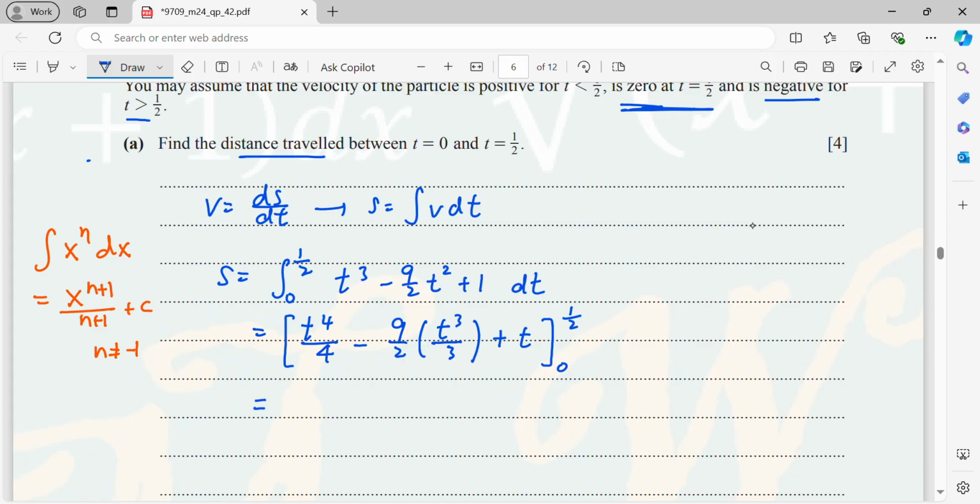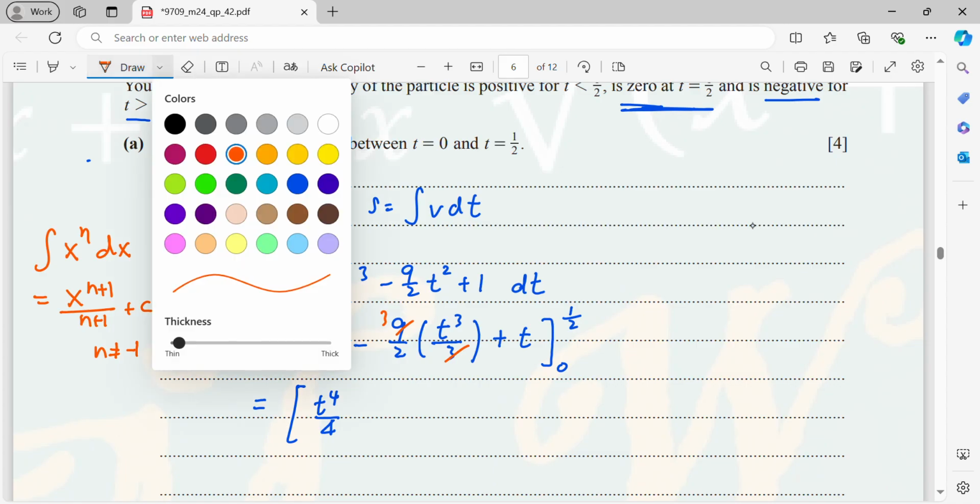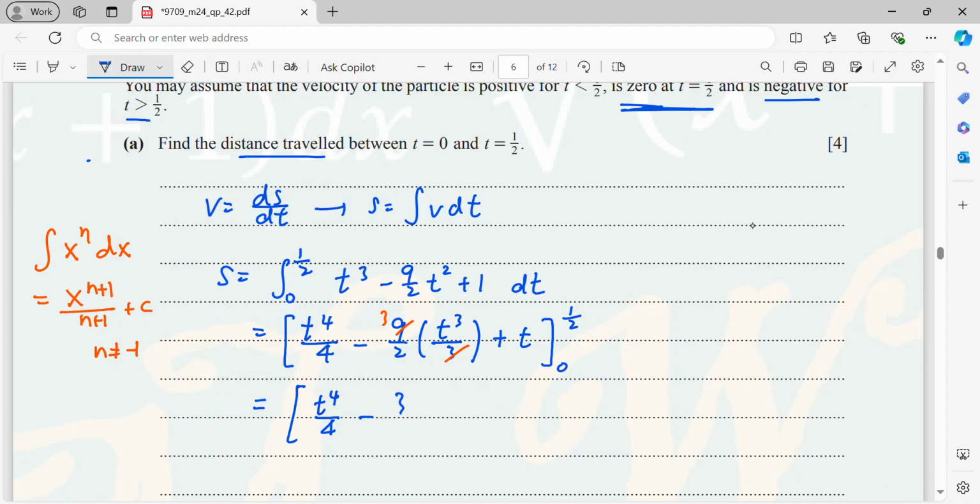Now here, I will simplify. Now it will be t to the power 4 over 4. The 9 over 3 can be simplified. This is 3. So it means that I will be getting minus 3 over 2 t cubed, then plus t, with limits from 0 to half.